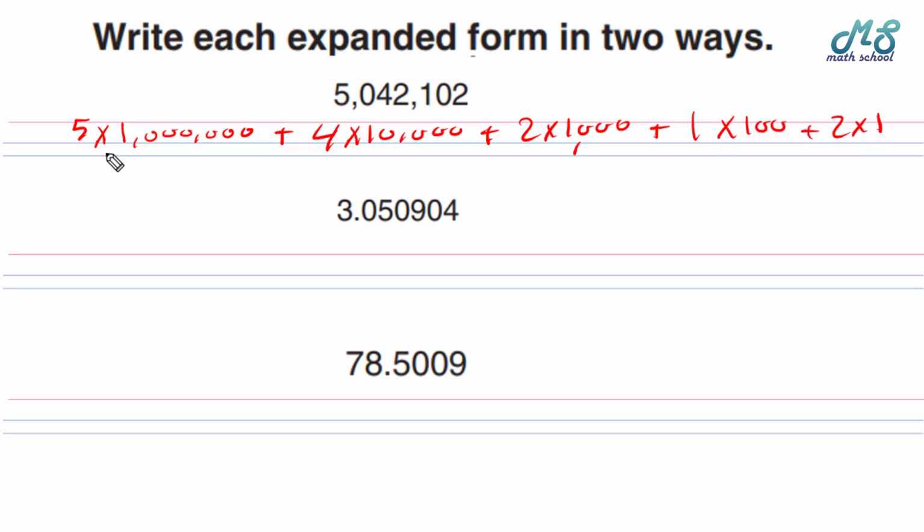The second way, just write the value of each digit. 5 times 1 million. It's equal to 5 million. Just write 5 and 6 zeros. Plus 4 times 10,000, its value is equal to 40,000. Plus 2,000, it's easy, plus 100, plus 2.